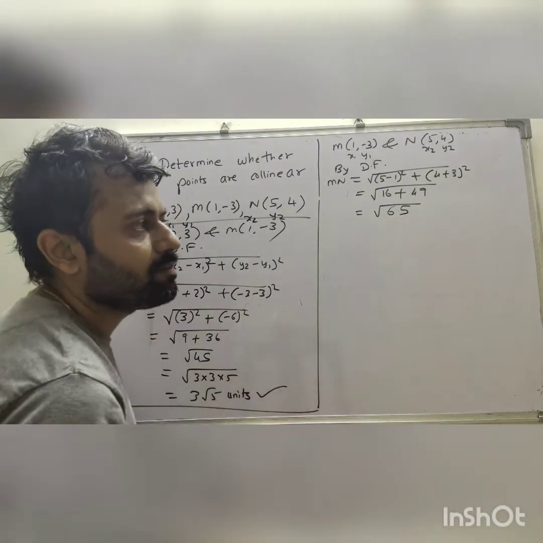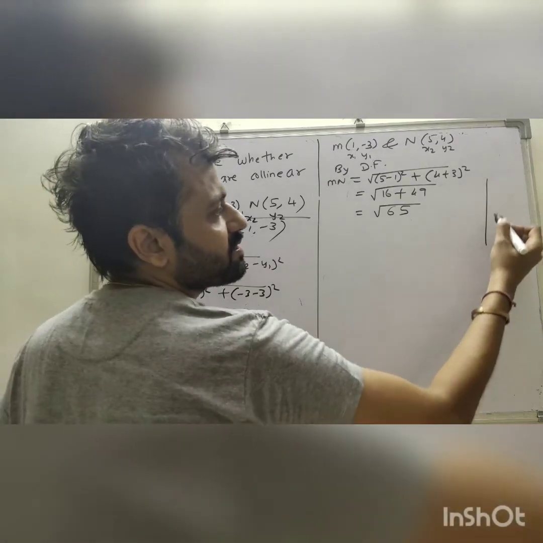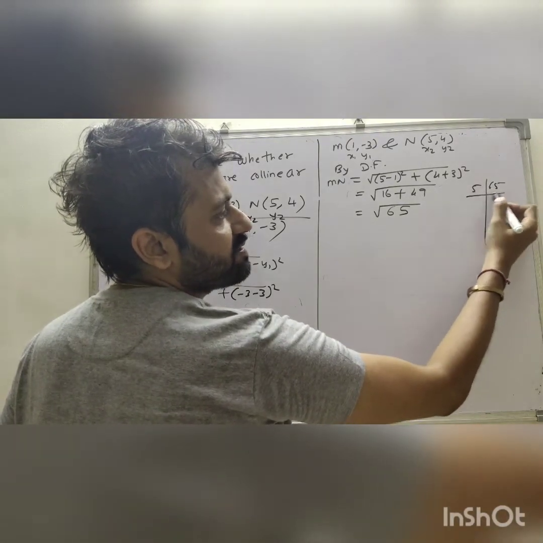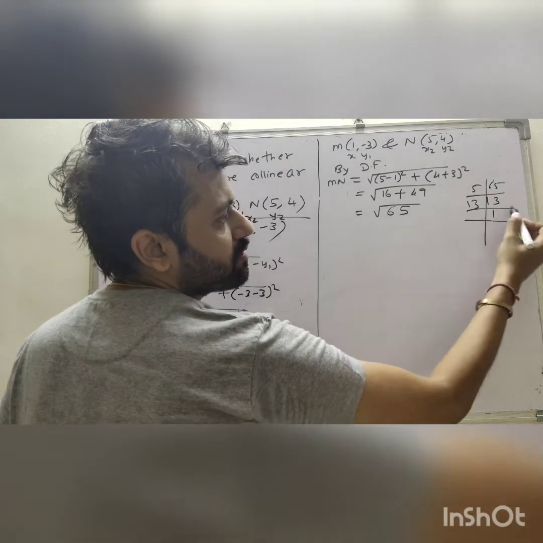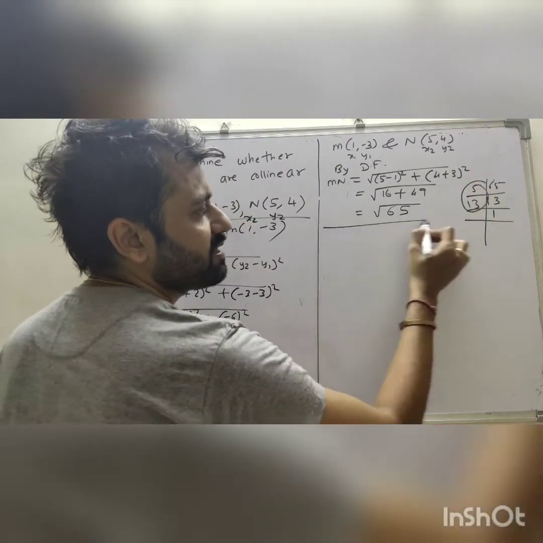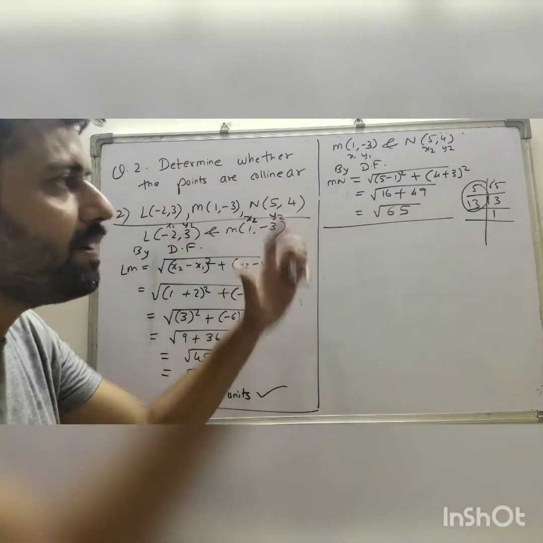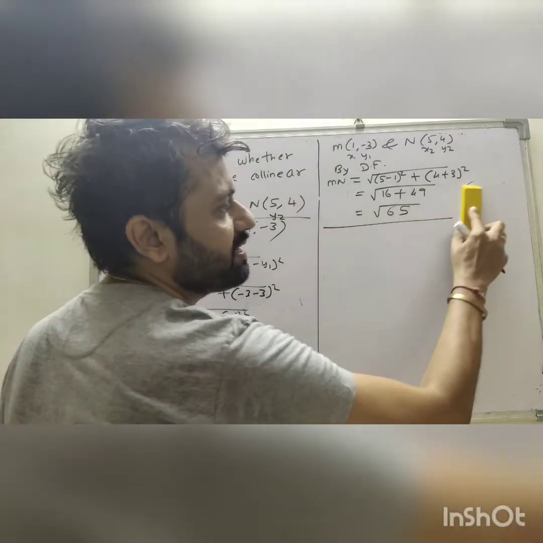Now this is the number 65. If you find the factors, you get 5 ones are 5, 13 ones are 13. So there are no pairs. So this answer remains as it is. There are no pairs, so ये ऐसा का वैसा ही रहेगा.